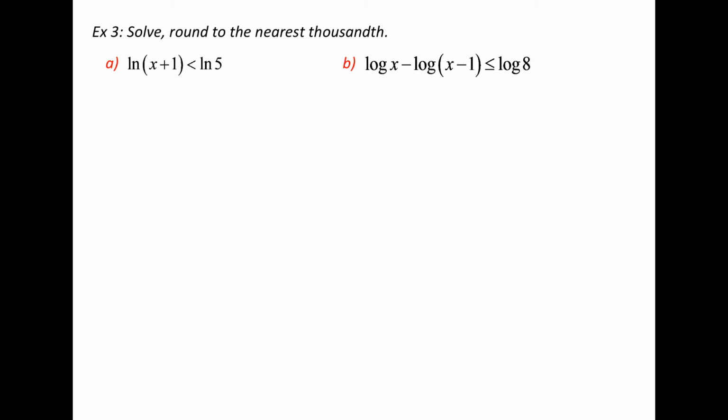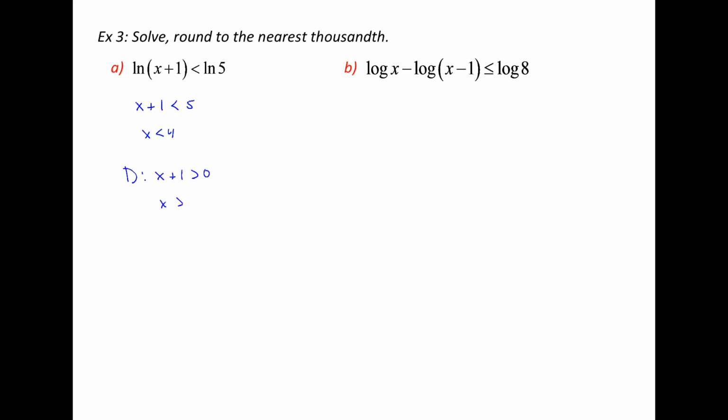Alright, we got a natural log is less than a natural log, so the one-to-one property allows us to say that x plus 1 must be less than 5. And if we subtract 1, we get x is less than 4. Once again, we need to look at the domain, and x plus 1 must be greater than 0, so therefore x must be greater than negative 1.